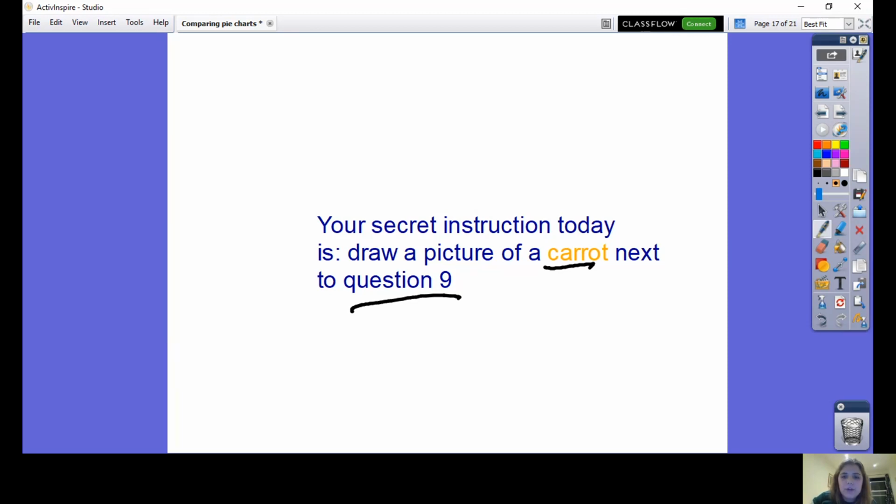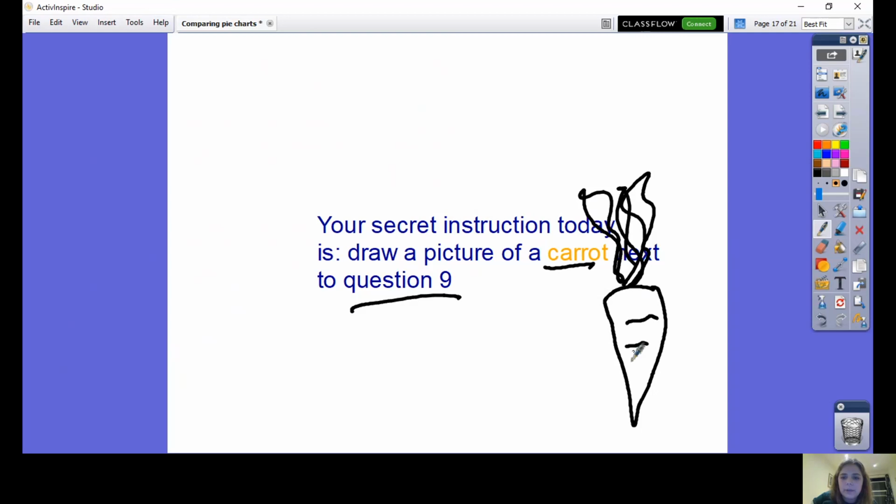If you're not sure how to draw a carrot, you can start off with a sort of triangular shape, and then you need some leaves coming out of the top, and then maybe some wrinkles to show it's a carrot. Draw a carrot next to where you've answered question 9. That is today's secret instruction to show me which children are watching the whole video.